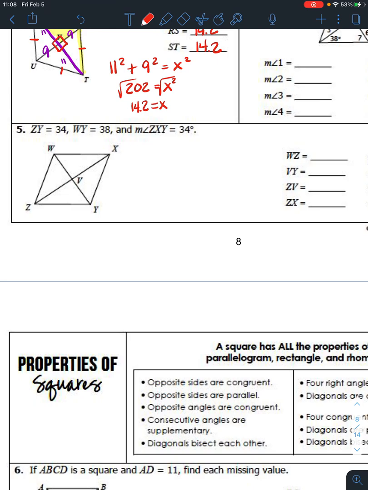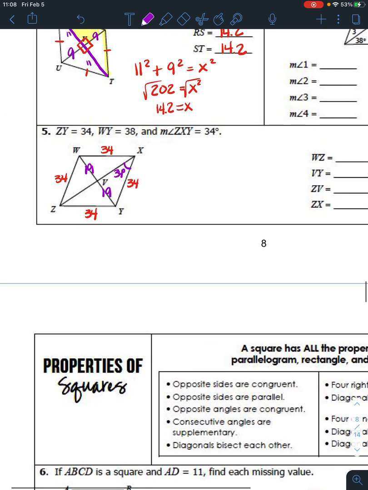Okay, number 5, let's label the pieces that we have. ZY is 34. While I'm here, I'm just going to go ahead and do this because I know that all the sides are the same. I may not need it later, but I already have it there just in case. So WY is 38. That means that each of these pieces is 19. And angle ZXY is right here, and it is 34 degrees.